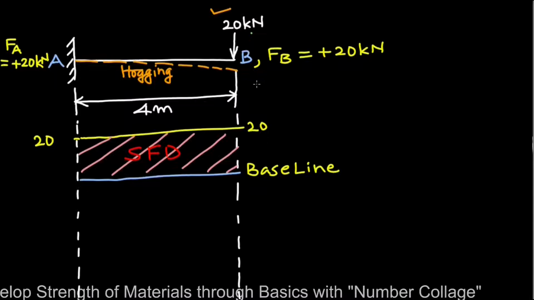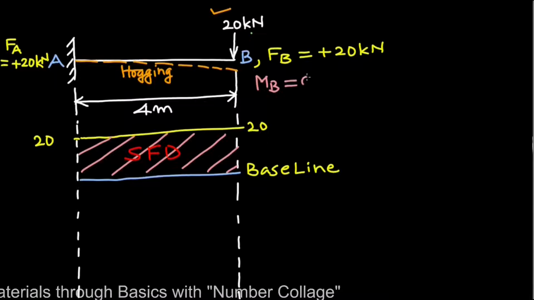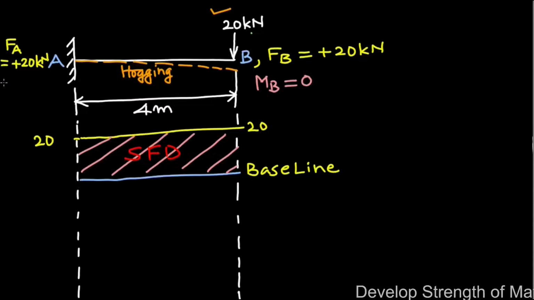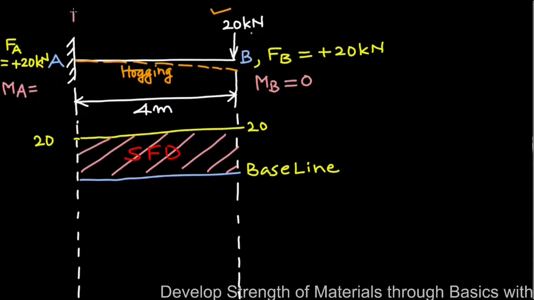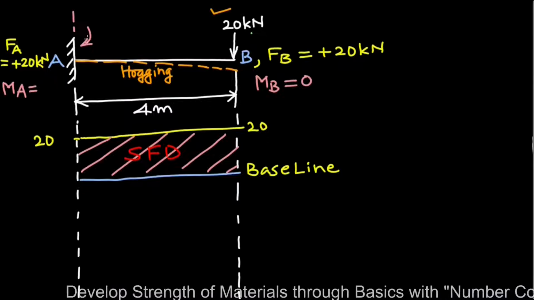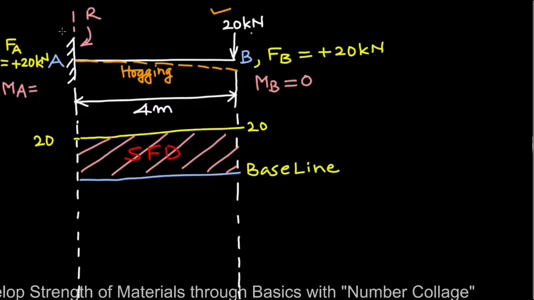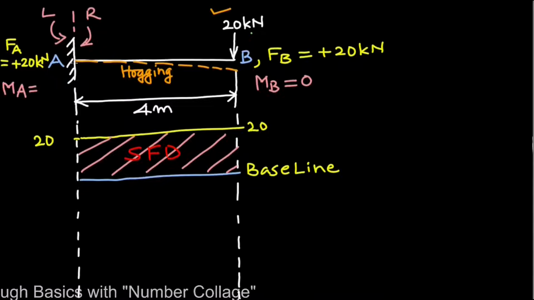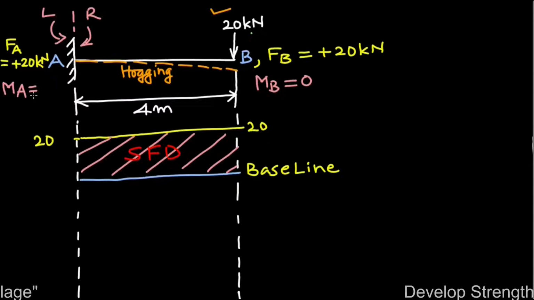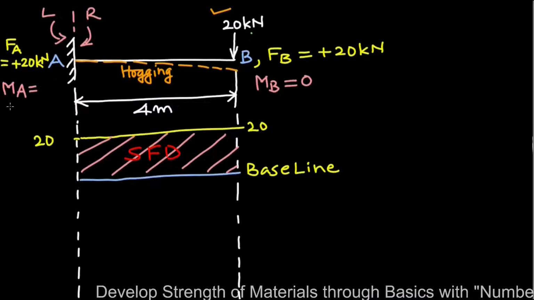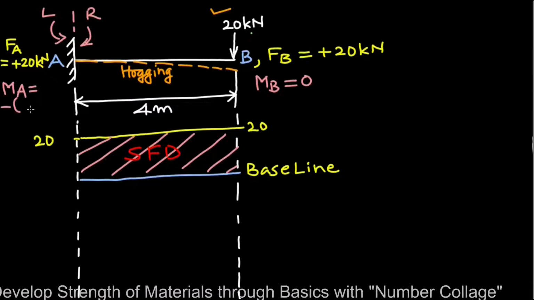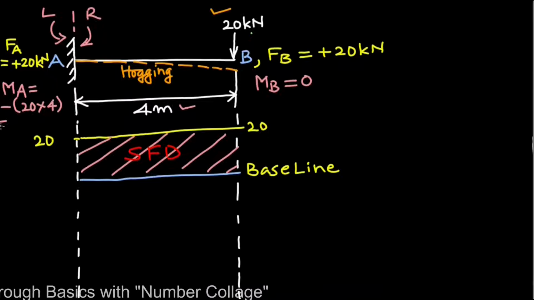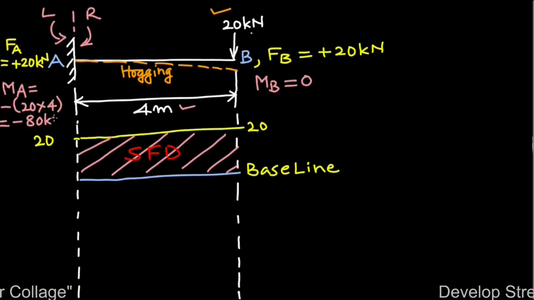Bending moment at point B, MB, will be 0 because of the free end of the cantilever. Bending moment at point A, MA, will be, because of clockwise moment due to vertical load on the right of section A and anticlockwise bending moment to the left of section A, hogging bending moment, which will be minus this 20 multiplied by this span 4. So that will be minus 80 kilonewton meter.